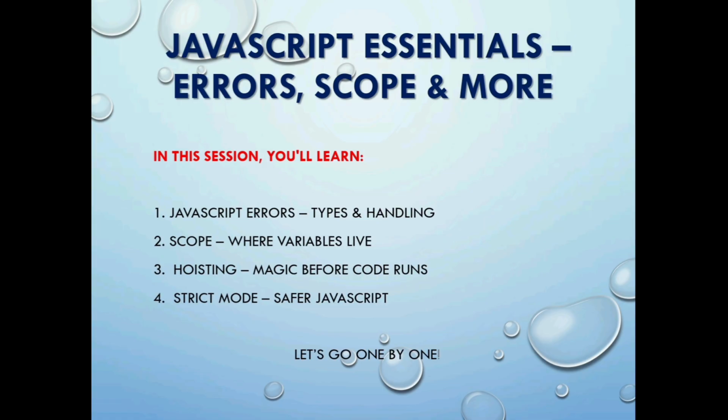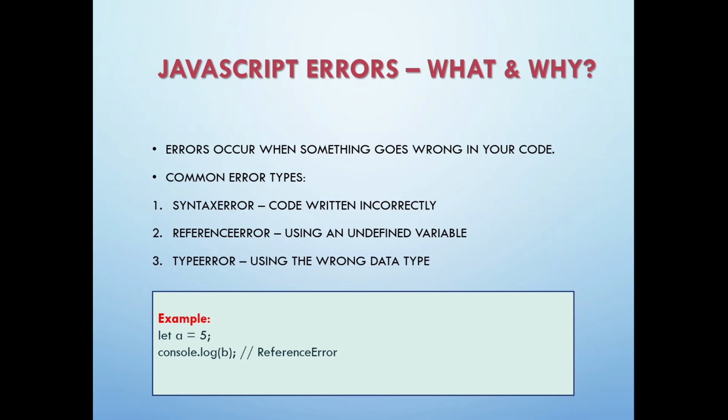First we will start with JavaScript errors, what the types are and what the handling is. Here we will see what an error is and why we use it. An error occurs when something goes wrong in your code. These are the types of errors. Type 1, syntax error. Next type 2, reference error. Next type 3, type error.